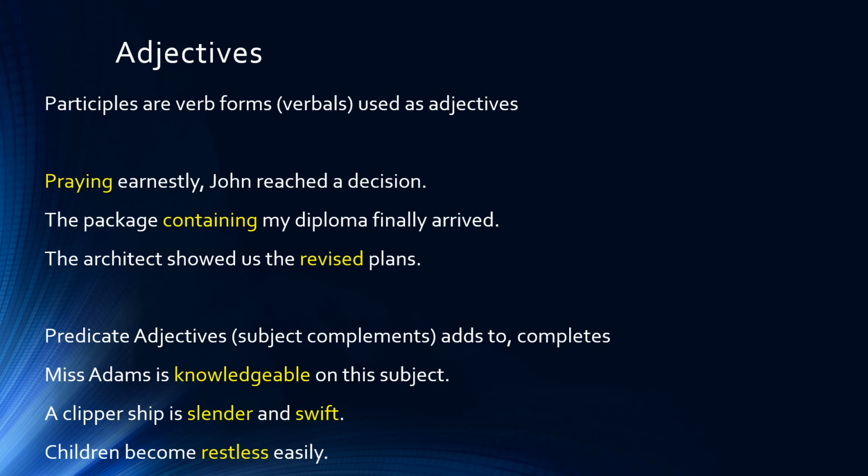Children become restless easily. Become in this sentence is used as a linking verb, and so it links children to restless, and restless describes or identifies the children. The children become restless easily. So that's a distinction between participles used as adjectives and predicate adjectives that complete or add to or identify or rename the subject of the sentence.